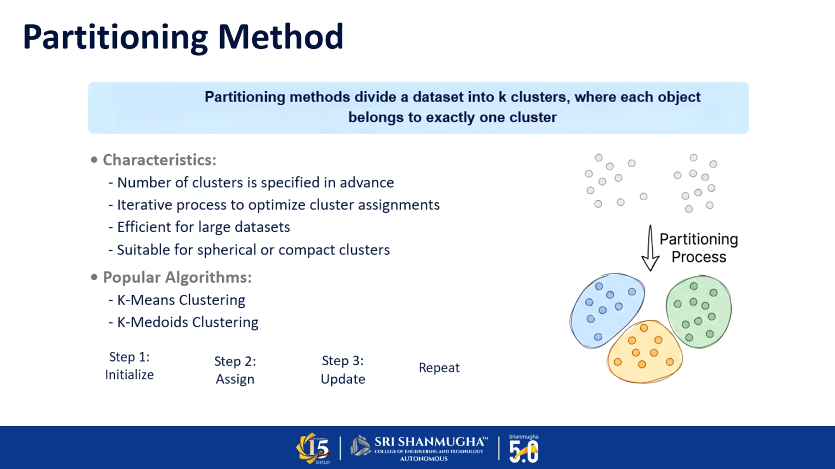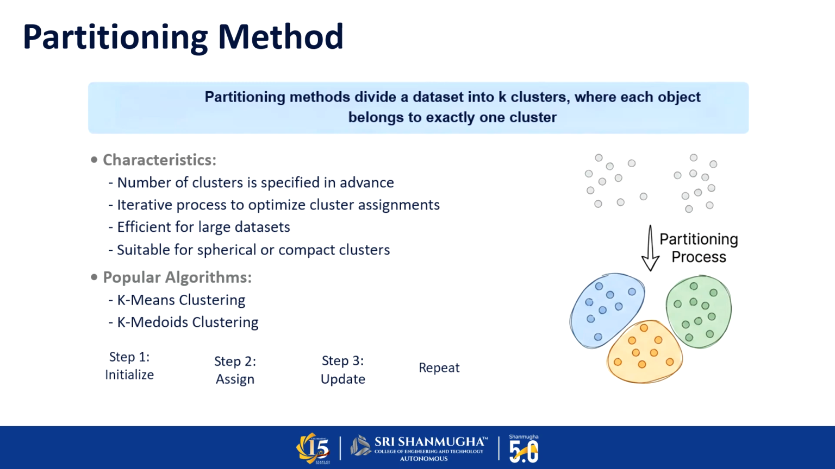So why must we specify K in advance, the value of K? This is one of the biggest limitations of the partitioning method. If you don't know how many groups exist in your data, you have to guess or use techniques like the elbow method to find the best K. So always ask: how many groups do I expect in my data?